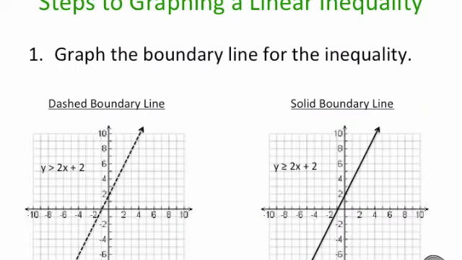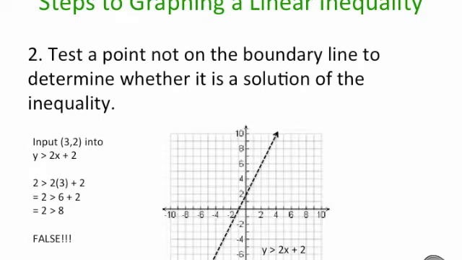Now to the steps to graphing a linear inequality. First, you need to graph the boundary line for the inequality. The line could either be dashed or solid. Solid lines mean that the points on the line are solutions to the inequality, whereas dashed lines mean that the points on the line are not solutions to the inequality. And so here I have two examples for you for both dashed and solid lines.